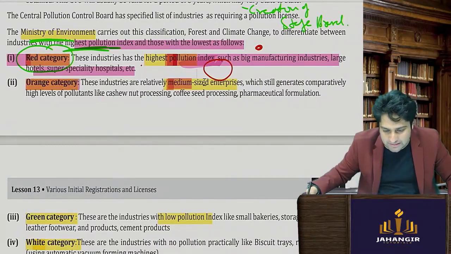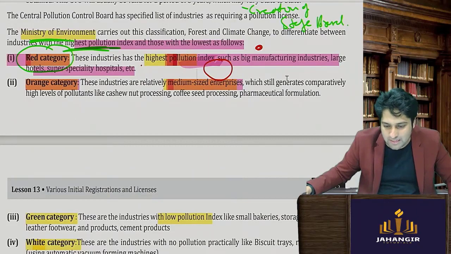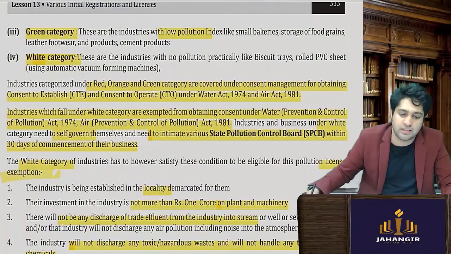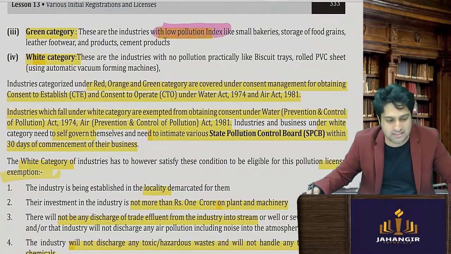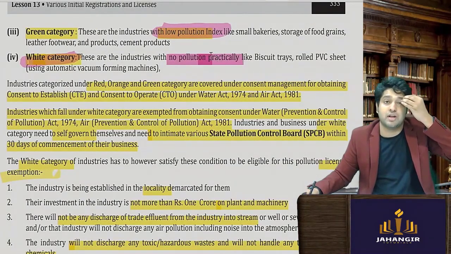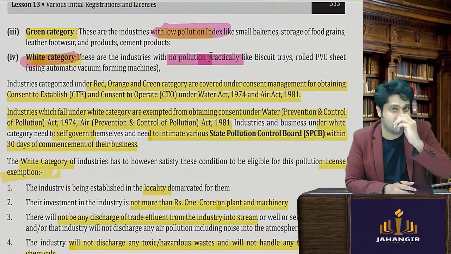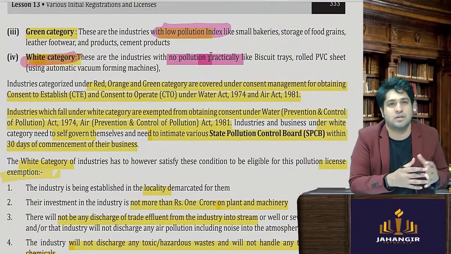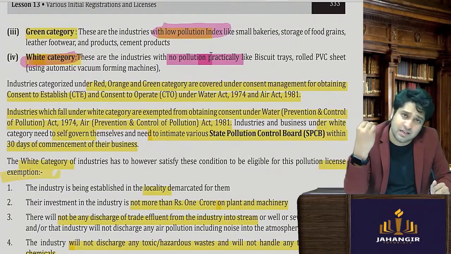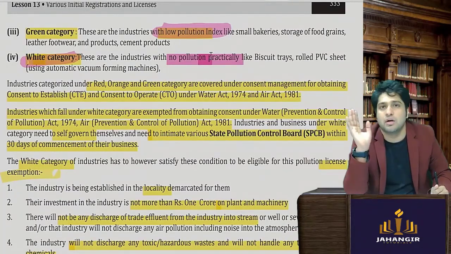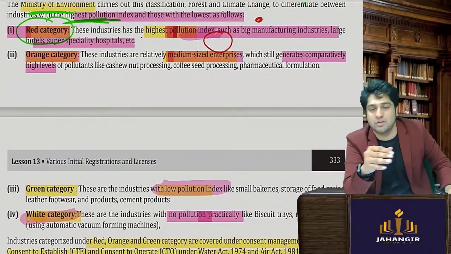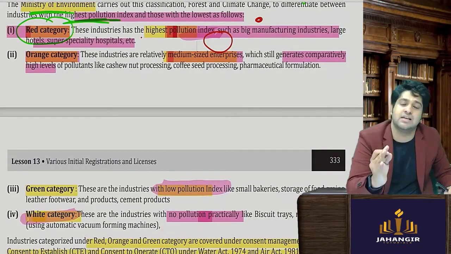The orange category is for mid-size organizations which do relatively less. They have high pollutant levels but lesser than the red category. The green category has a low pollution index. And the white category is very, very important, where practically no pollution is possible. For example, a software company, or let's say solar panels. It is possible that they are not doing any kind of pollution. So we have red as the worst, orange in the center, green is low, and white category is zero.